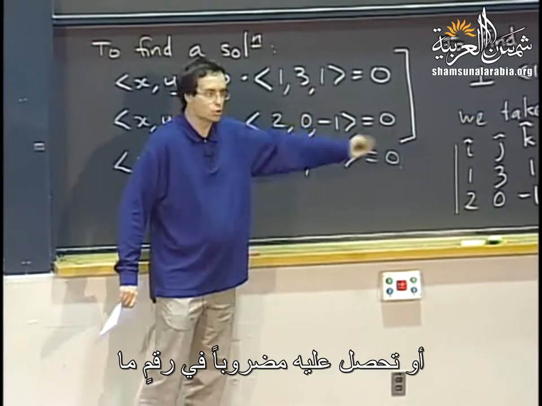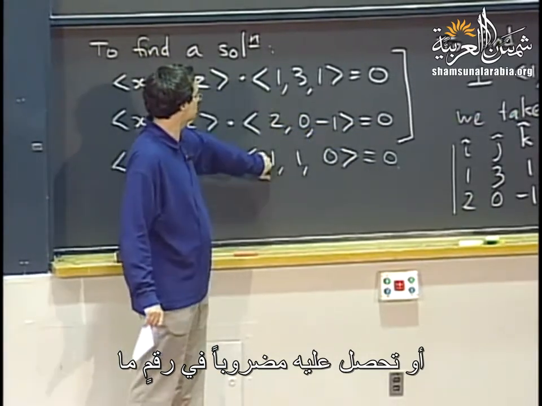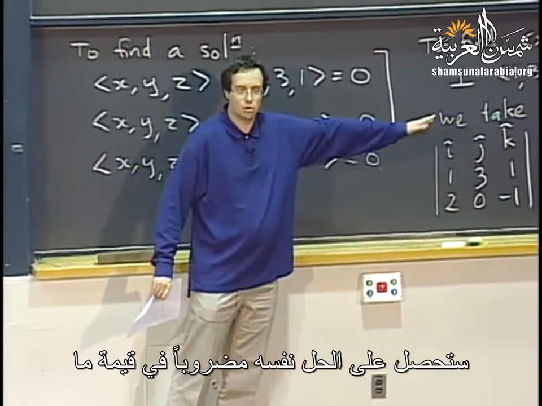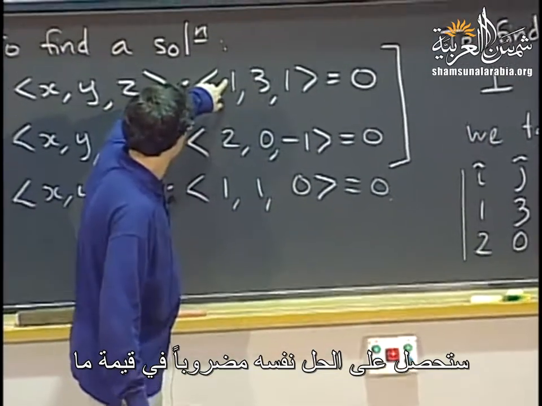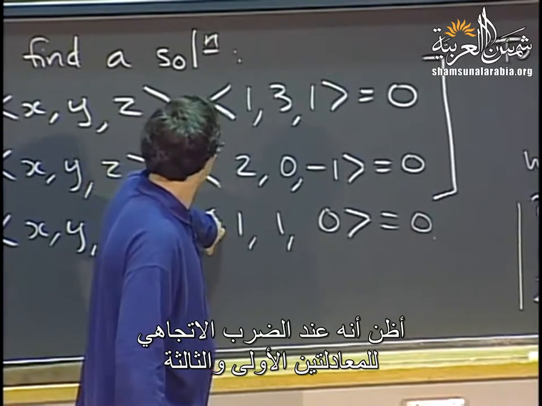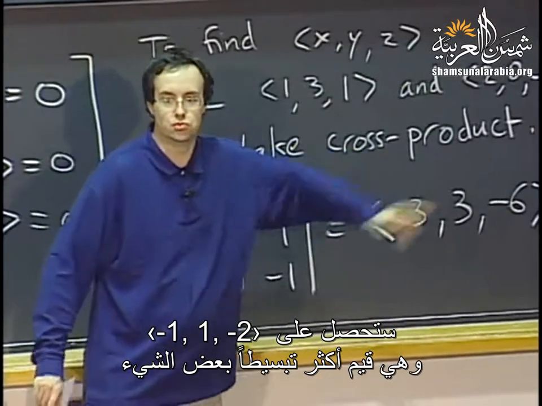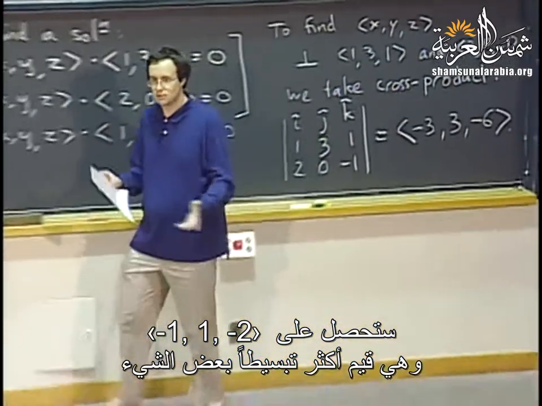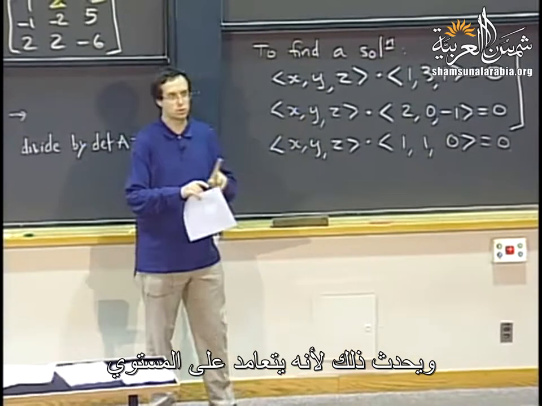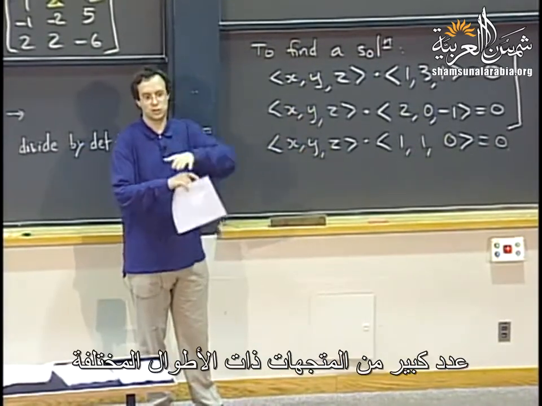Well, up to a multiple. Could be that if you do the cross product of these two, you actually get something that's a multiple. Actually, I think if you do the cross product of the first and third one, you will get minus 1, 1, minus 2, the smaller one. But it doesn't matter. It's really in the same direction. This is all because a plane has normal vectors of all sizes.